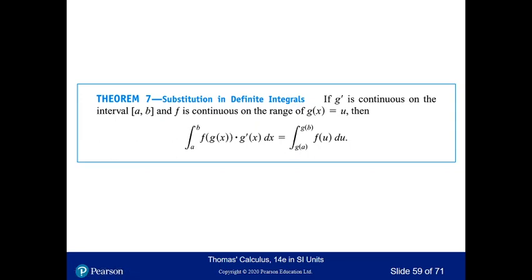In order to do that, we have some conditions. We assume that g is differentiable and its derivative is continuous on the closed interval [a, b], and f is continuous on the range of g. We have these two assumptions. Before I continue, I want to solve some problems here.